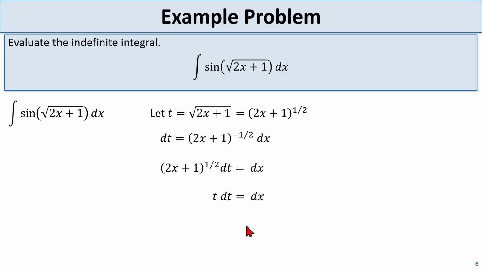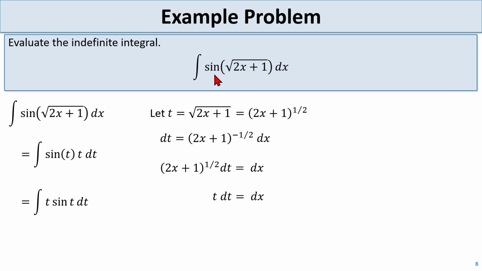To do that, I need to see what I can replace. So I can replace the argument of the sine with t. That's how we chose t to begin with. And we can replace dx with t times dt. So I make those two replacements. And last, I'm just going to rearrange this expression a bit. I'm going to make it look a little bit cleaner by bringing the t out front and dropping these unnecessary parentheses.